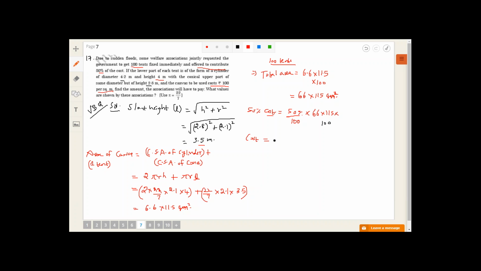So the cost will be equal to 66 into 115 into 100 tents into 50%, which is equal to rupees 3,79,500.